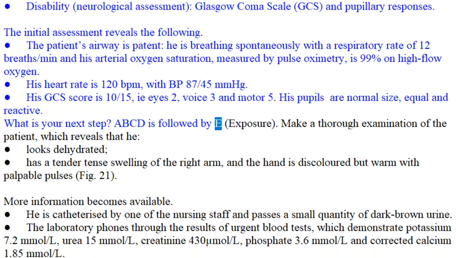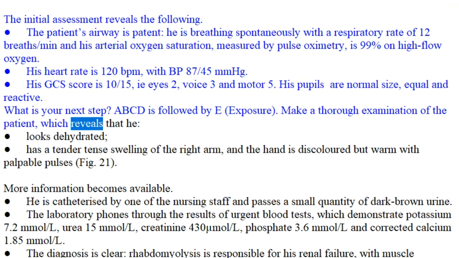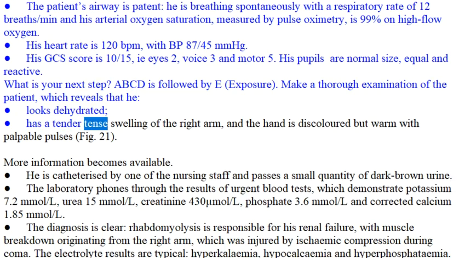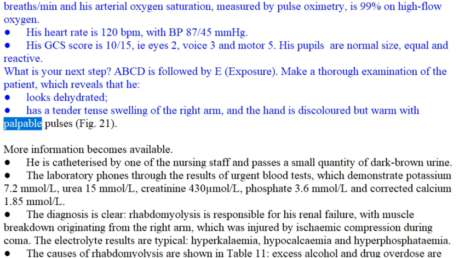ABCD is followed by E, exposure. Make a thorough examination of the patient, which reveals that he looks dehydrated, has a tender tense swelling of the right arm, and the hand is discolored but warm with palpable pulses, Fig 21.